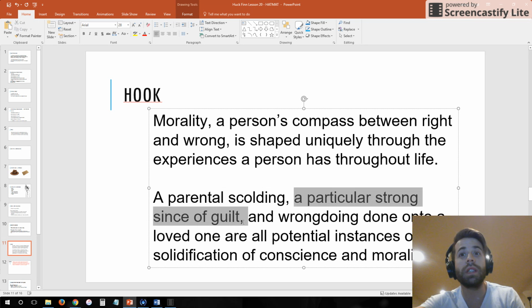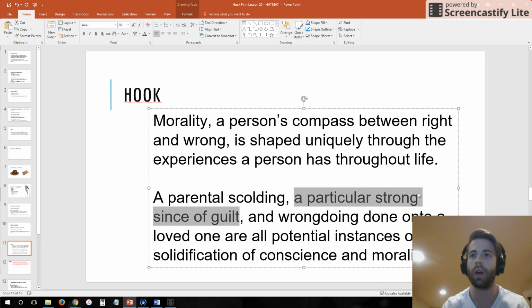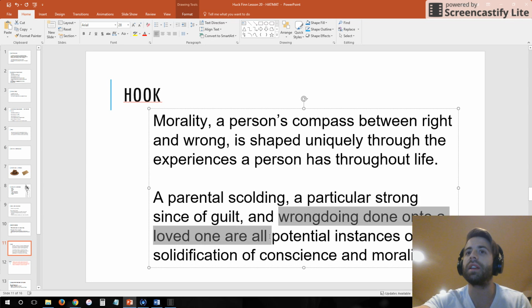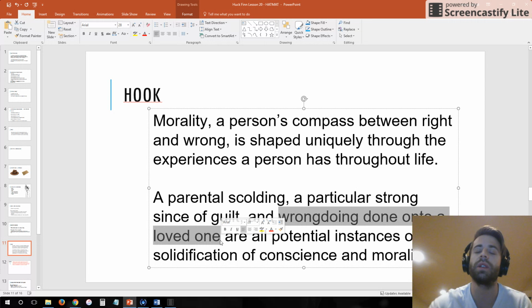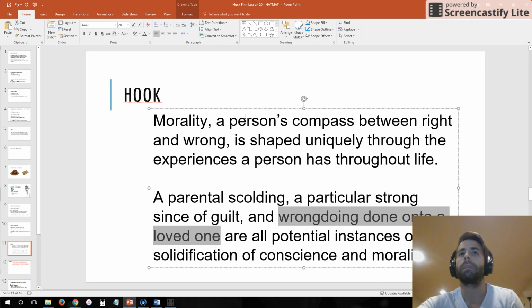I picked this one definitely because Huck feels guilt in a very real way. He is so torn up about helping Jim escape, and he feels so bad about it that he almost turns in his only friend in the world to a couple of slave hunters. But he also sees a lot of bad things happen to Jim. And I would say Jim would be a loved one. And so throughout this book, Huck is sort of reflecting on what's happened to Jim.